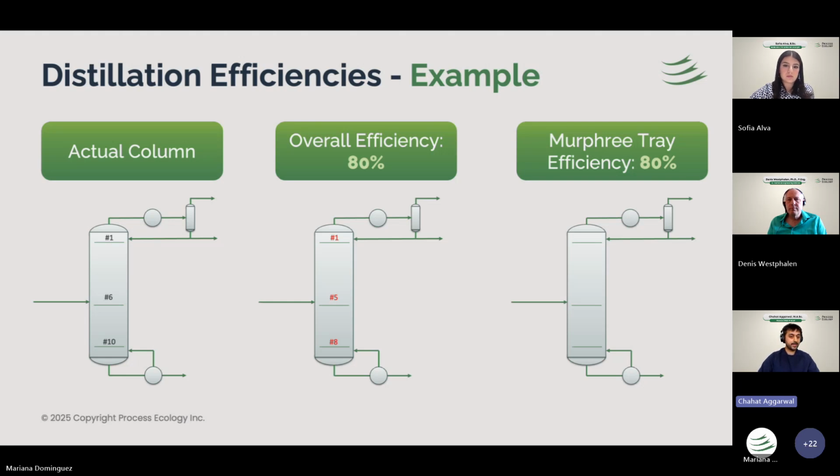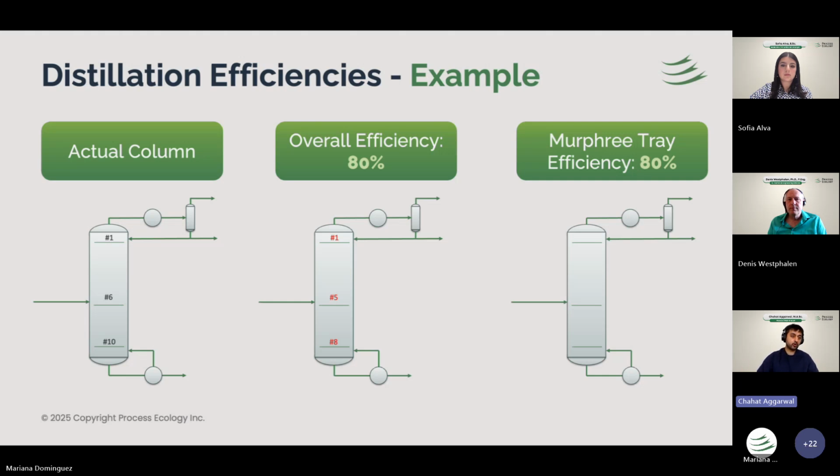The other point is that it also affects the draw stage or the feed stage. So you can see that the feed is entering stage number 6 on the actual column. But if you incorporate that also with the overall efficiency, the feed stage changes from 6 to 5. And depending on your overall efficiency, let's say if you're working with 50% efficiency or 60% efficiency, you have to modify that feed stage.